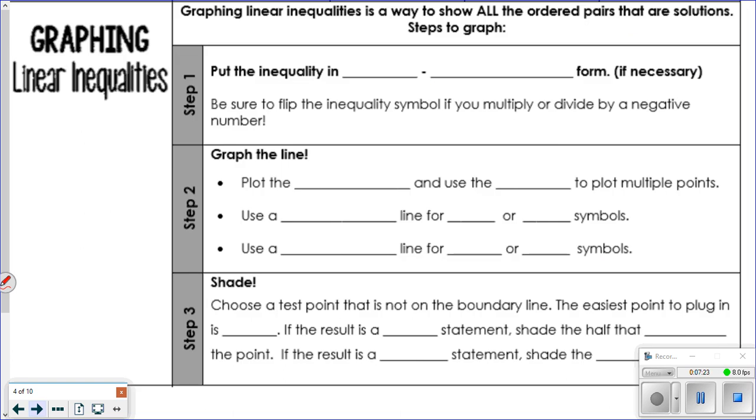Graphing linear inequalities is a way to show all the ordered pairs that are solutions. So let's look at our steps to graph. Step 1 says put the inequality in slope-intercept form.